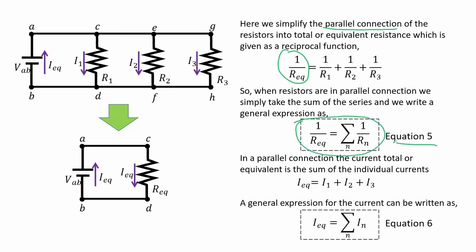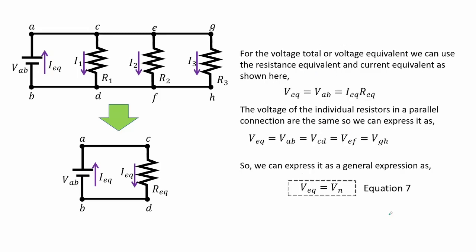In a parallel connection, the current total or equivalent is the sum of the individual currents. A general expression for the current can be written as equation 6. For the voltage total or voltage equivalent, we can use the resistance equivalent and current equivalent as shown here. The voltage of the individual resistors in a parallel connection are the same, so we can express it as a general expression, equation 7.